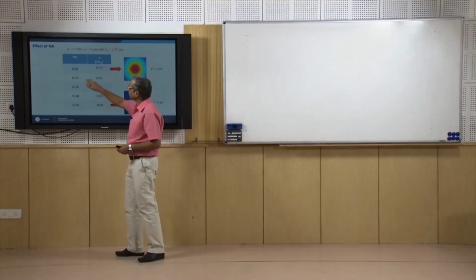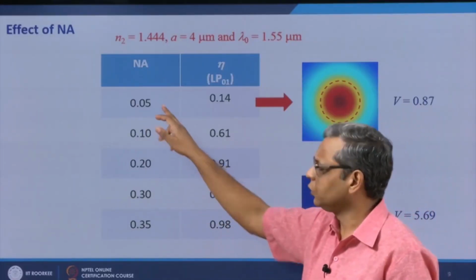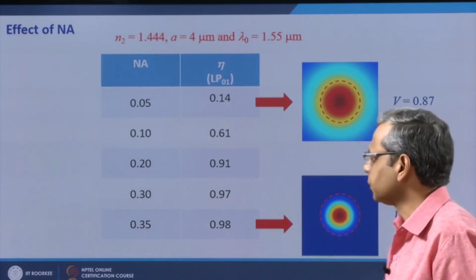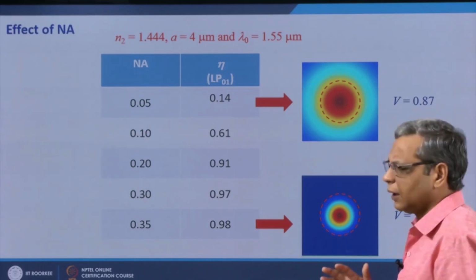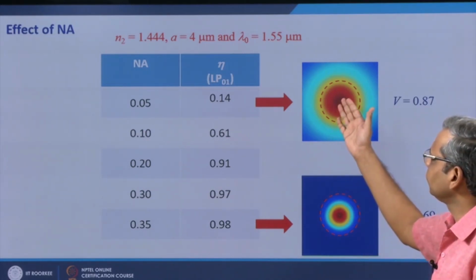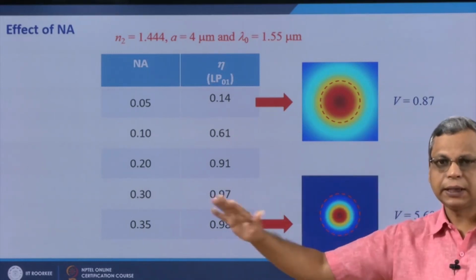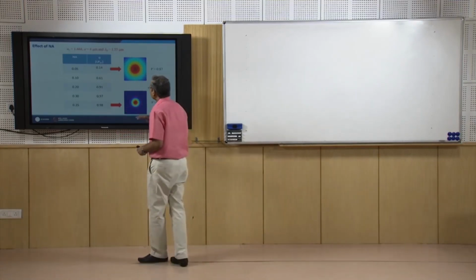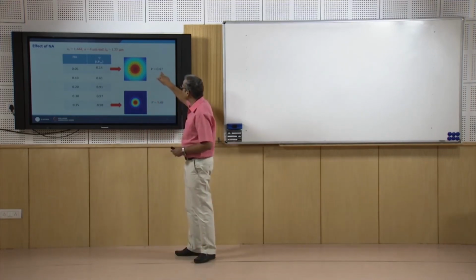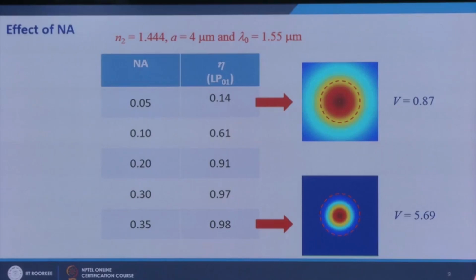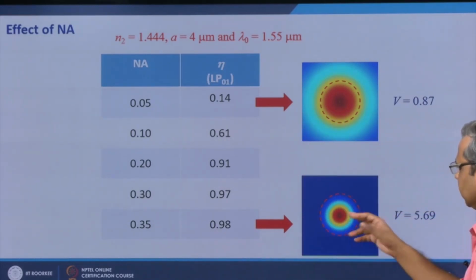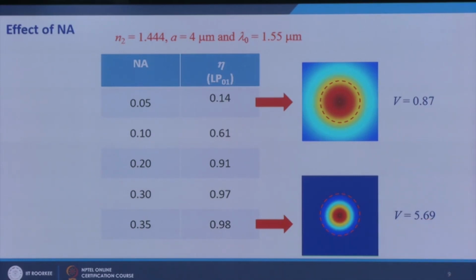When the numerical aperture is very low, just 0.05, it is a very weakly guiding fiber. So, it hardly guides light, only 14% of light is in the core, and 86% of light spreads out in the cladding. So, it has really very poor guidance. The value of V is very small, 0.87, quite close to 0, and when the numerical aperture is high, then of course the entire field is pushed in the core. The value of V is very large, about 5.7.